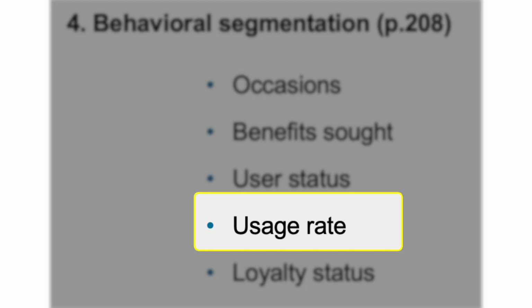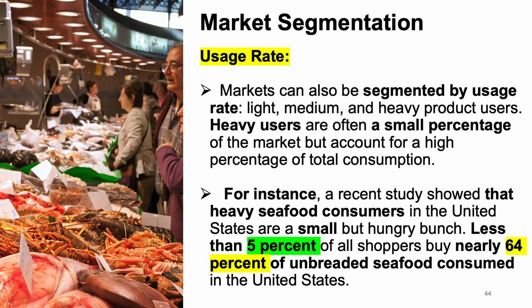The next type is usage rate. Markets can also be segmented by usage rate: light, medium, and heavy product usage. Heavy users are often a small percentage of the market but account for a high percentage of total consumption. For instance, a recent study shows that heavy seafood consumers in the United States are a small but hungry bunch. Less than 5% of all shoppers buy nearly 64% of the unbreaded seafood consumed in the United States.